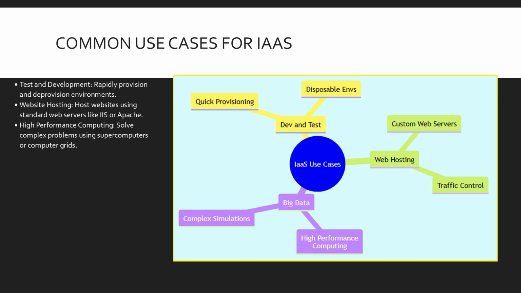This mind map summarizes the key use cases. Branching from the center, we see dev and test focusing on speed and disposability. Web hosting highlights the ability to run custom servers. Big data points to high-performance computing capabilities. These branches represent the versatility of IaaS in solving diverse business problems.